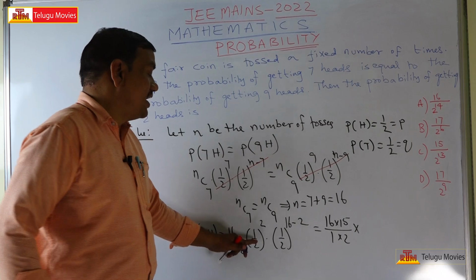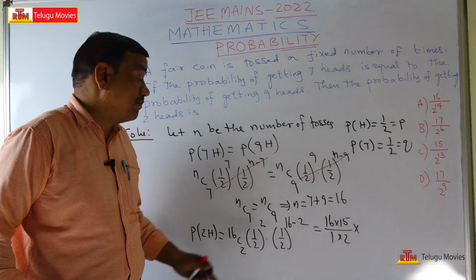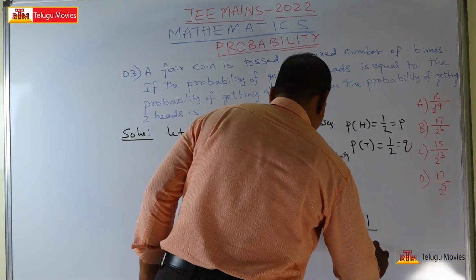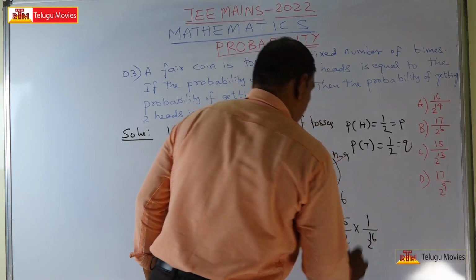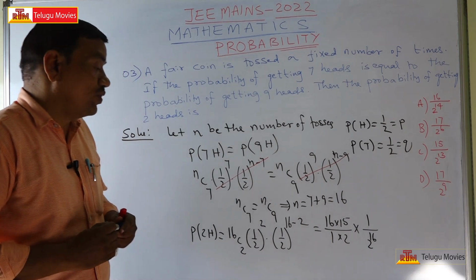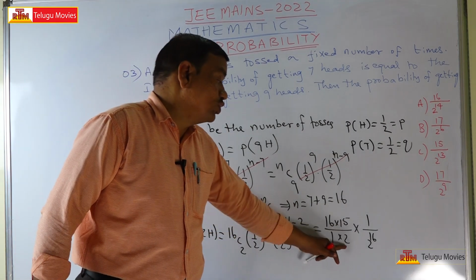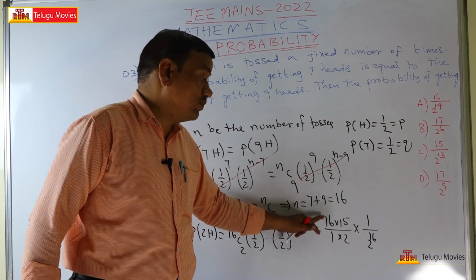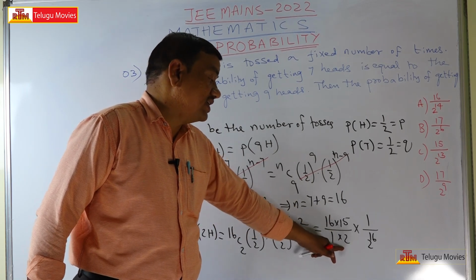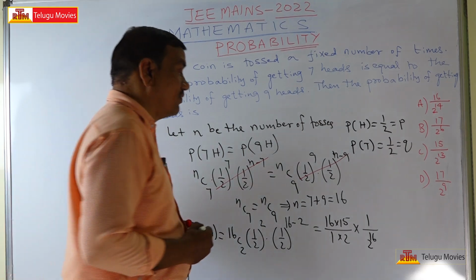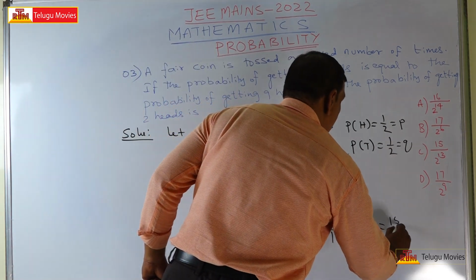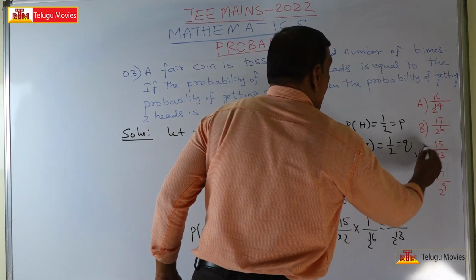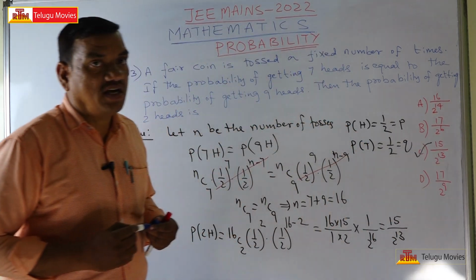Using a^m into a^n equals a^(m+n), the 2 minus 2 cancels, and this is (1/2) to the power of 16. 16 into 15 by 2 gives 120, which is 2 to the power of 3 into 15, so the numerator has 2 to the power of 4 times 15 overall against 2 to the power of 17 in the denominator. The 2 to the power of 4 terms cancel, and in the denominator we get 2 to the power of 13. So altogether this is 15 by 2 to the power of 13. Therefore C is the correct answer.